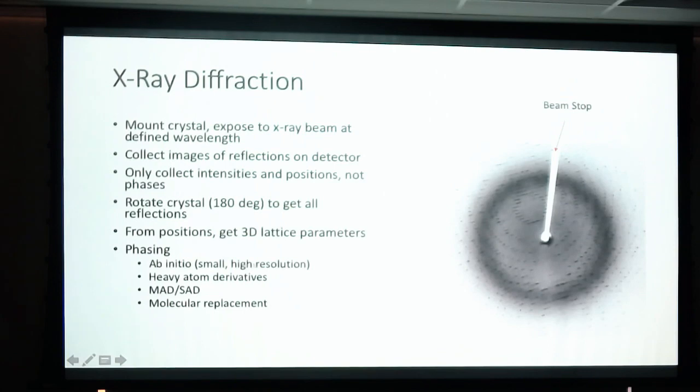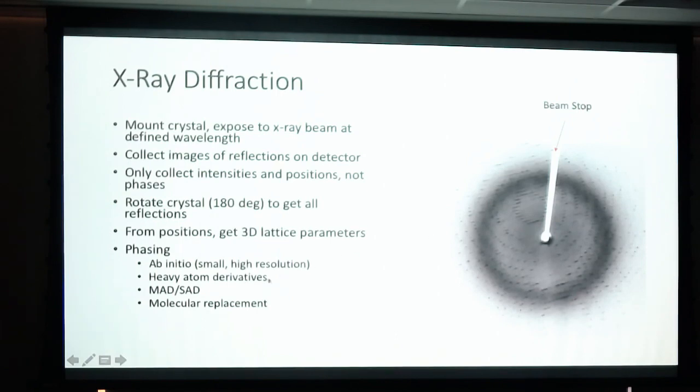There are different ways. If you have a very small molecule and it goes to very high resolution, you can use what's called ab initio methods, which is to use the intensity of these spots to solve it from scratch. That probably doesn't work for most proteins. They're too big and the spots don't go to high enough resolution, but for small things, it can work.